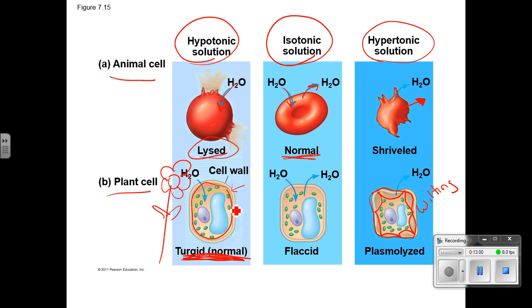Now, why can a plant cell be normal here and an animal cell actually burst? Part of it is that cell wall. And secondly, plant cells have this vacuole. Remember? That vacuole holds and stores a lot of water for the plant. The animal cell doesn't have that, so it's going to be more prone to bursting, that and the fact that it doesn't have a cell wall.